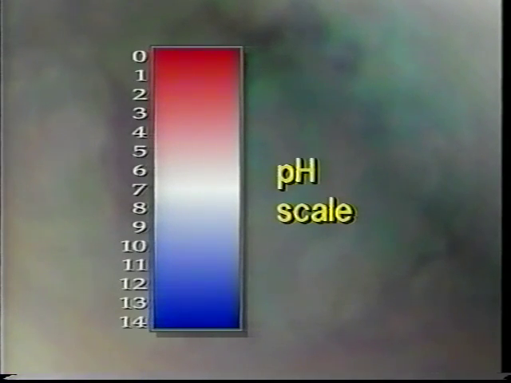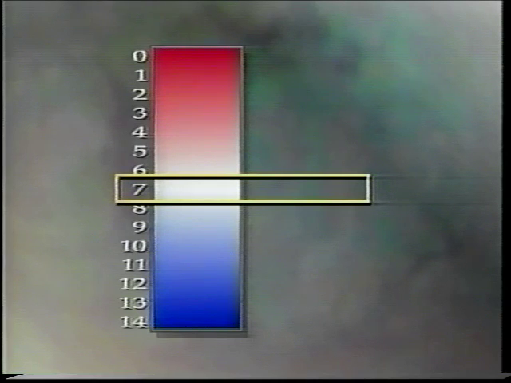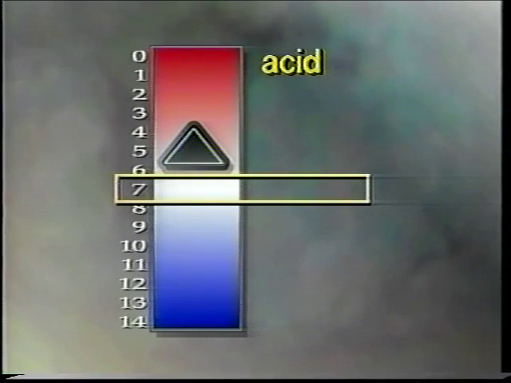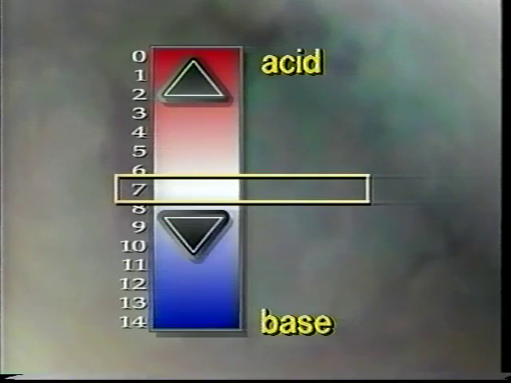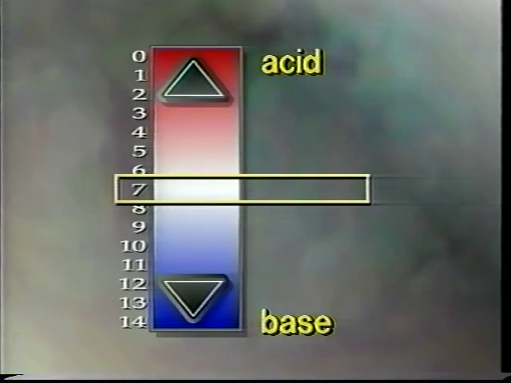A pH scale calibrated from 1 to 14 is used to describe how acidic or basic a solution is. In pure water, the number of hydrogen ions always equals the number of hydroxide ions. This neutral amount is given a value of 7. Any solution with a higher proportion of hydrogen ions is acidic and falls below 7 on the pH scale. A solution with a higher concentration of hydroxide ions is basic and has a pH higher than 7.